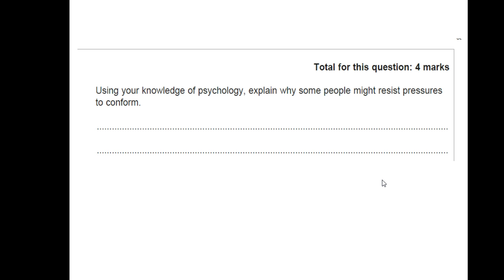Using your knowledge of psychology, explain why some people might resist pressures to conform. Again, you're going to use just conform, so you can use the role of social support, explain what that is, and explain it in the context of Asch's study. So that should be Asch's variation study. That should be enough to get you the 4 marks.